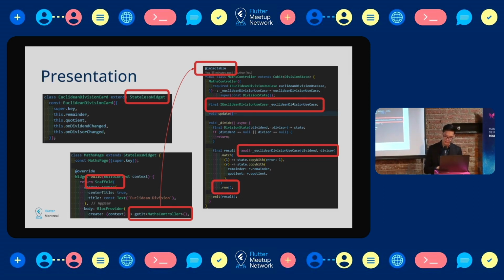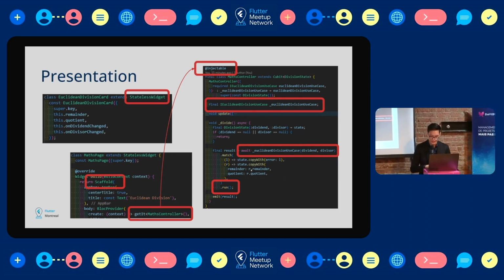So this will take the dividend and the divisor. And okay, we cannot see here, but no. So this use case will return the entity, which is the structure of the result. And then I just take from the result the remainder and the quotient.